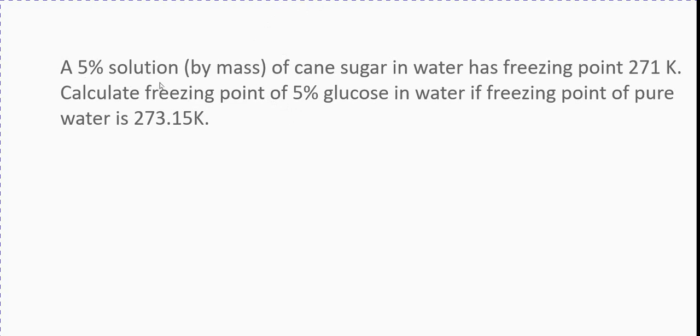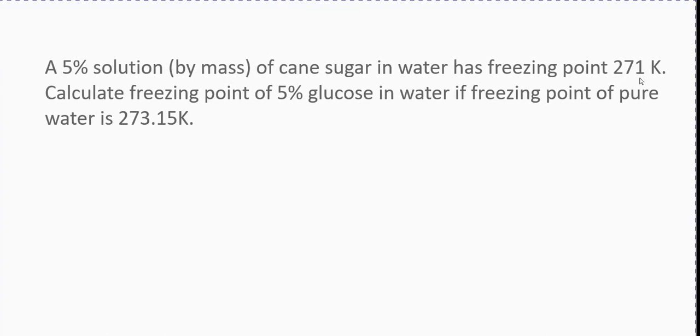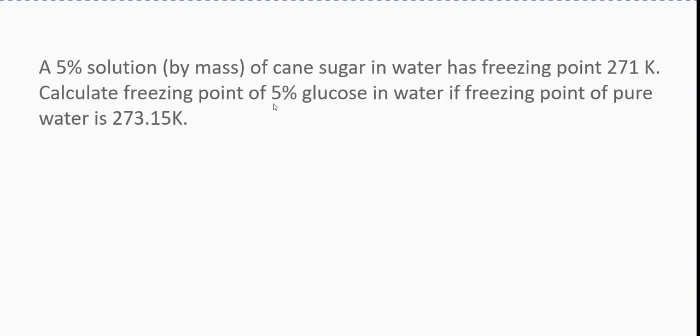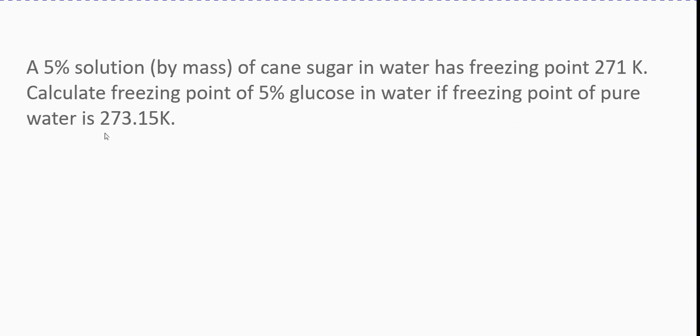A 5% solution by mass of cane sugar in water has a freezing point of 271 Kelvin. Calculate the freezing point of 5% glucose in water if the freezing point of pure water is 273.15 Kelvin. So they had given the freezing point of cane sugar solution as 271, and the freezing point of pure water as 273.15. They're asking for the freezing point of 5% glucose in water.